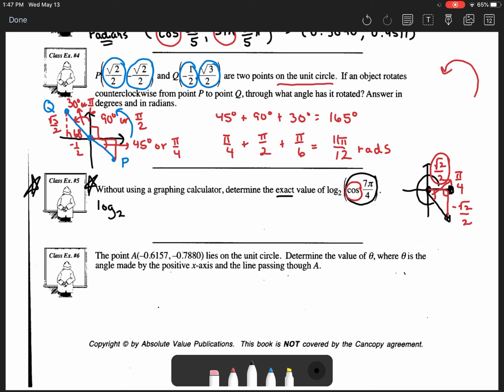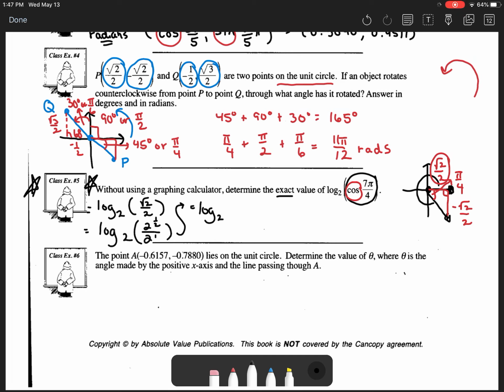So therefore, I can rewrite the question like this. Log base 2 of, and cos of 7 pi over 4 is just root 2 over 2. Okay, so there's step 1. You have to know what cos of 7 pi over 4 is. So there's the trig element to that question. What I can do from there is the following. Go log base 2 of, and then inside the brackets, the square root of 2 is the same as 2 to the exponent of 1/2, and in the denominator you have 2 to the exponent of 1, like so.